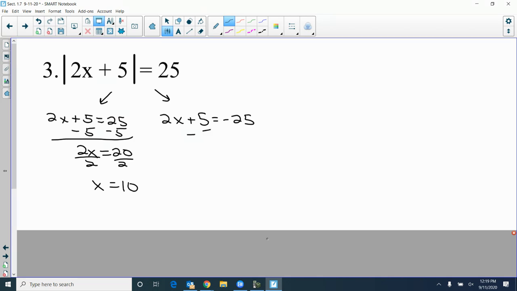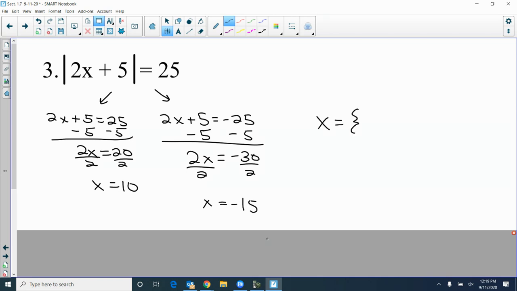Because when I subtract 5, I get 2x equals negative 30. Divide by 2, negative 15. Now test that one. 2 times negative 15 is negative 30. Add 5, you get negative 25. Well, the absolute value of that is positive 25. So my two answers are negative 15 and 10. Okay. So if its absolute value equals a number, break it up into the two cases.